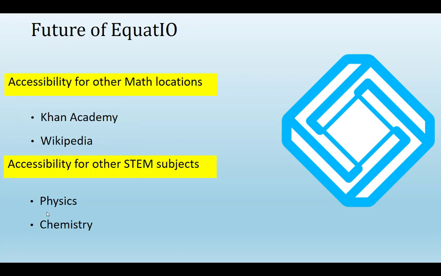And their long-term goal is to work on STEM subjects such as physics and chemistry, so that people will be able to use these UDL tools to create physics and chemistry graphs and equations and other expressions.